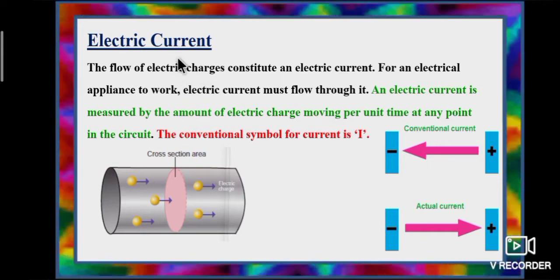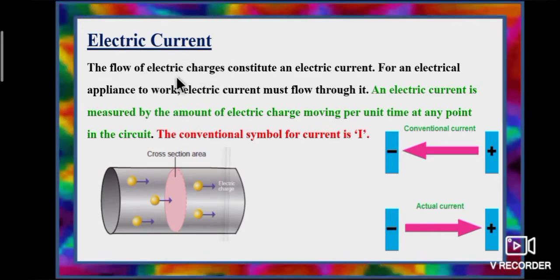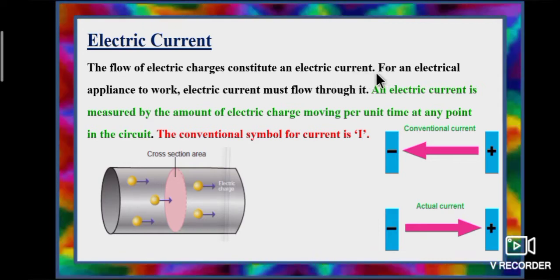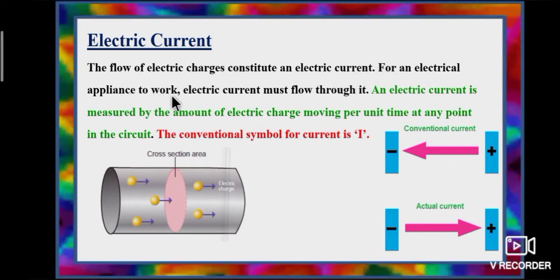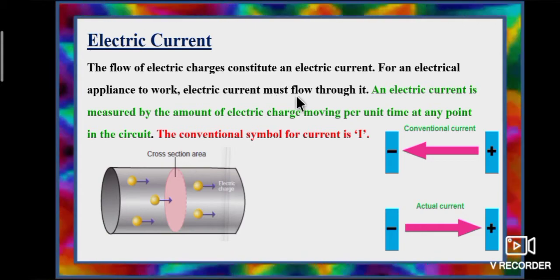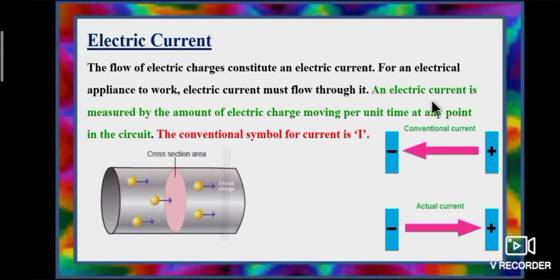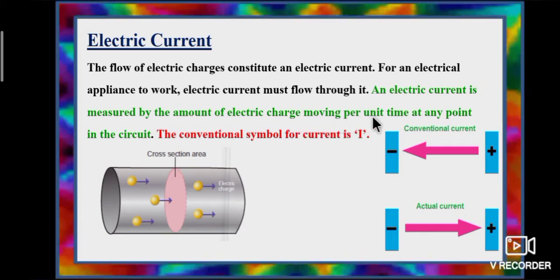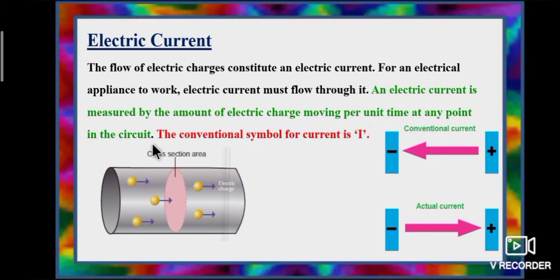Tell me, what is electric current? The flow of electric charges constitutes an electric current. For an electrical appliance to work, electric current must flow through it. An electric current is measured by the amount of electric charge moving per unit time at any point in the circuit.